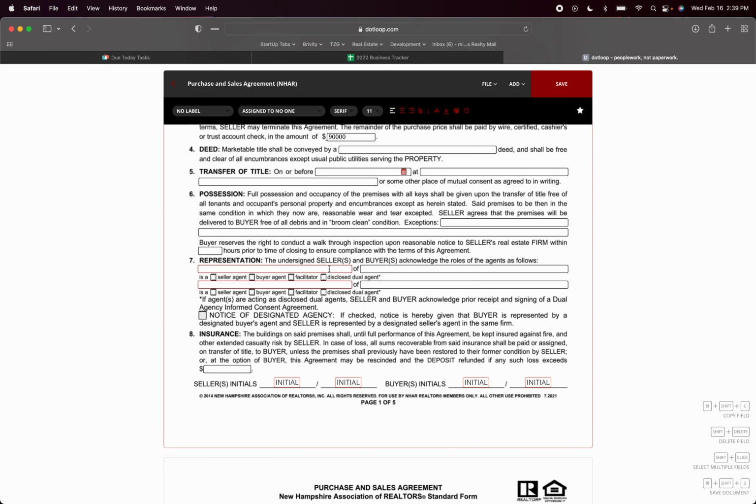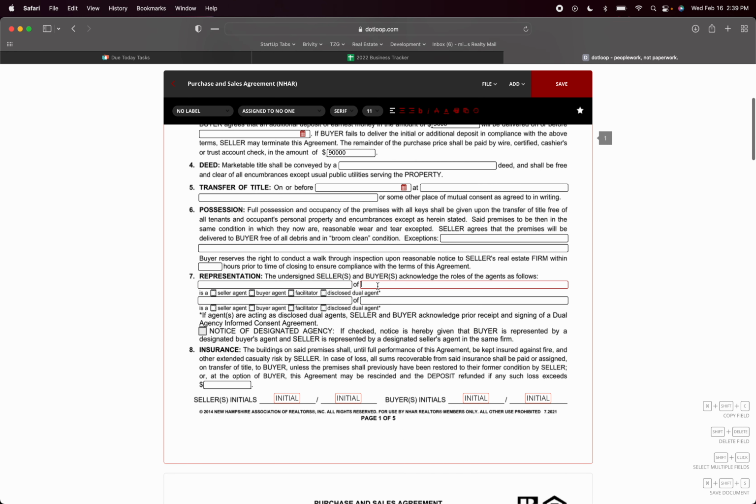You do want to make sure that the names are spelled correctly and that the agency is listed correctly. Those will be things that compliance will call out and that you will have to get corrected if something is wrong there. And also making sure that the correct little checkbox is selected here is also very important.